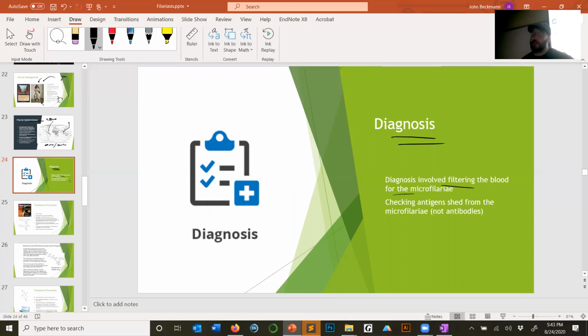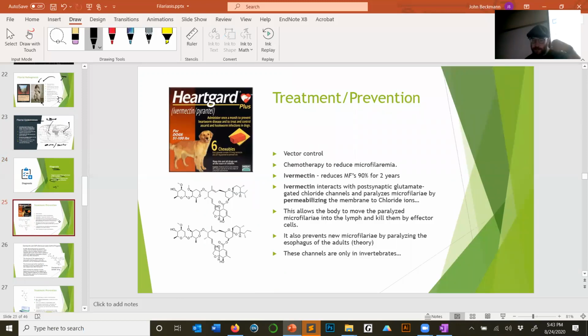You can literally just run the blood through a centrifuge, and then you can just look for the microfilaria, look for the worms. You can also test antibody tests. How do we treat this? So this is fascinating. We treat this with ivermectin, and somewhere here, these slides are terrible.